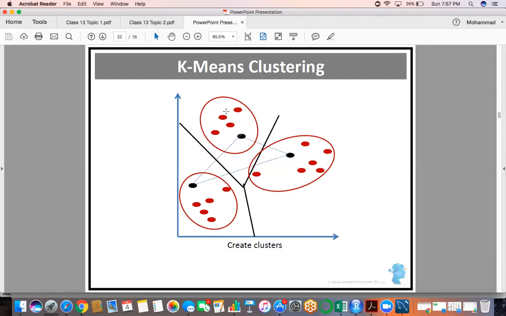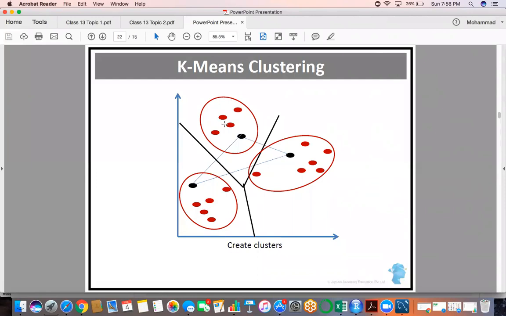Centroid is selected, distance is measured, cluster is formed. Okay, once the cluster is formed, again in the next level, next iteration, another centroid will be selected, but that centroid will be specific to that cluster. In this cluster only, there will be a centroid selected, and again the distance will be measured. Okay, now this process goes on.